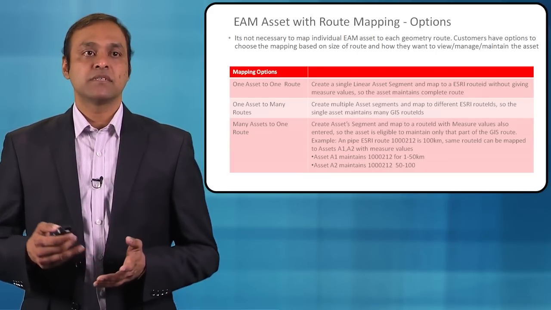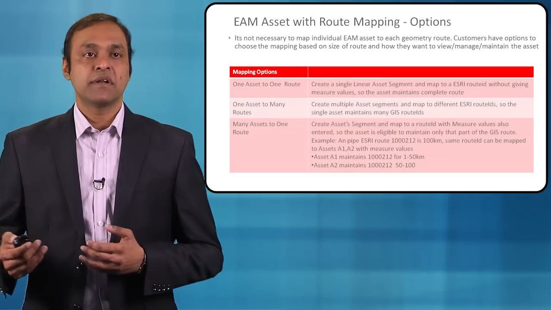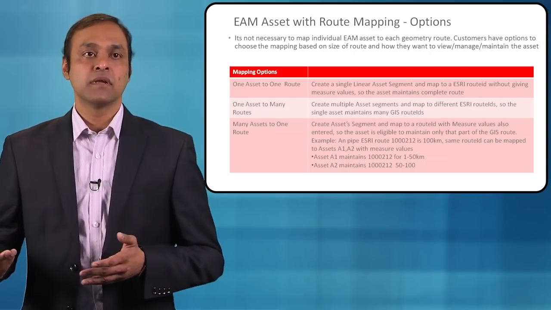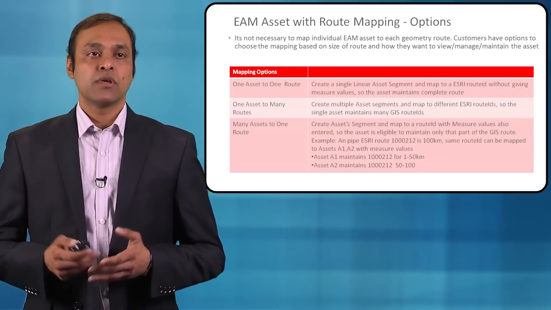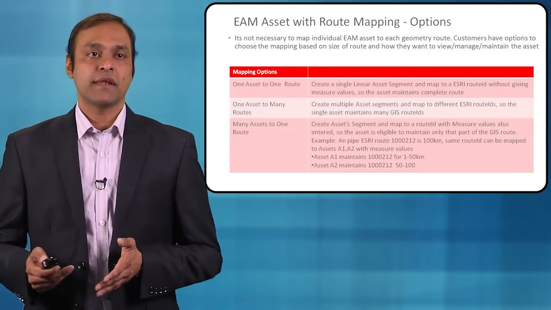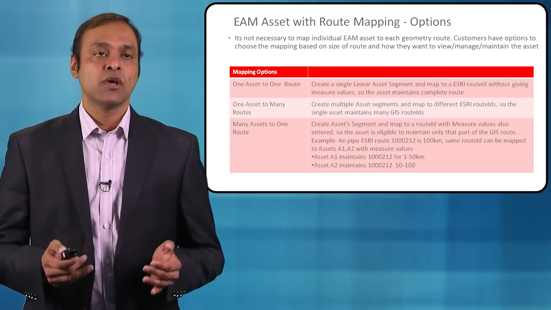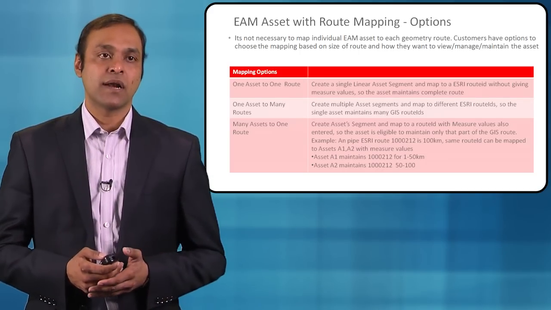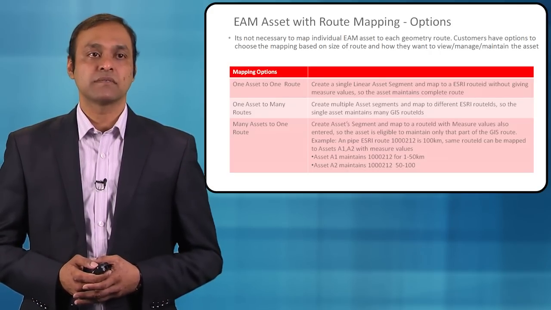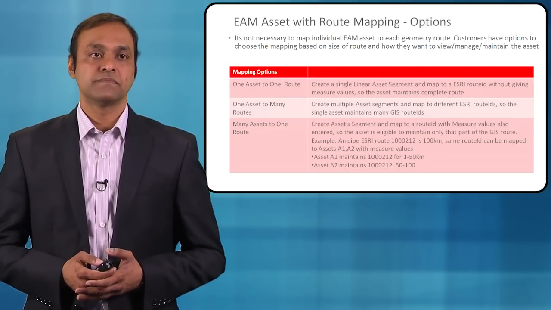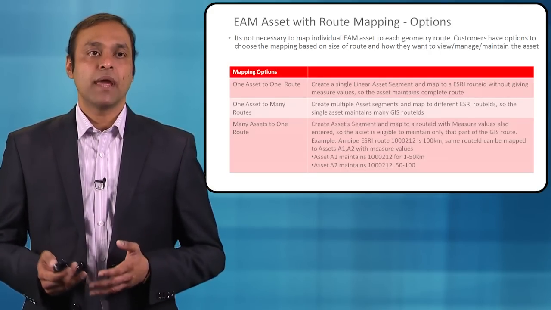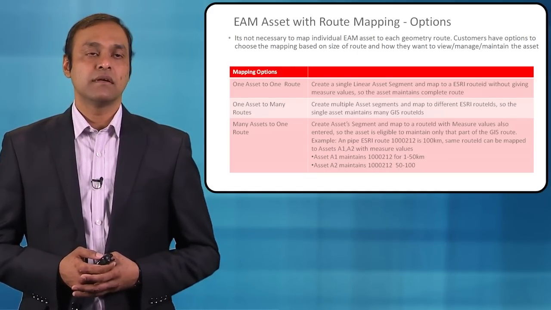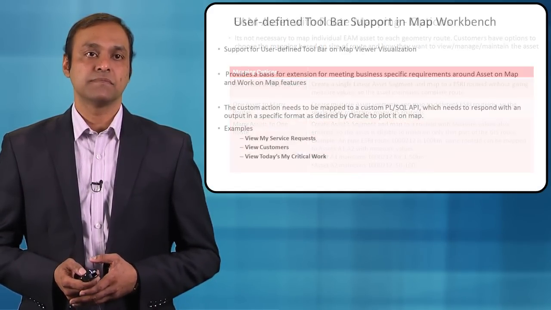Or you can map many assets to one route. Let's say the geometry is quite big and it spans across multiple states or multiple cities. So you just wanted to have multiple assets to be maintained. The first part of the geometry you wanted to maintain as one asset, and the second part of the geometry you wanted to maintain as another asset. You could possibly do that. So you have many-to-many options. We have linear segments in the linear asset management through which you can do the mapping option.